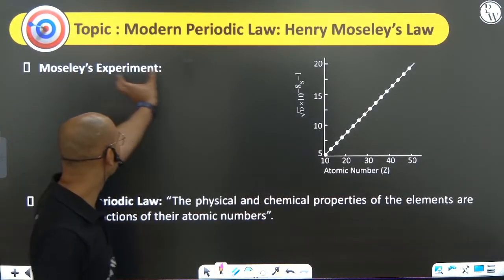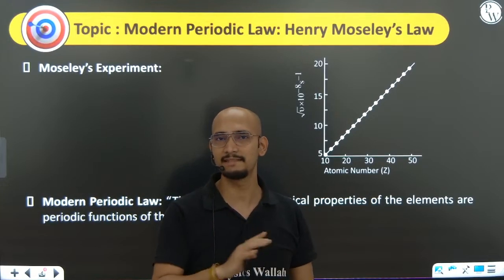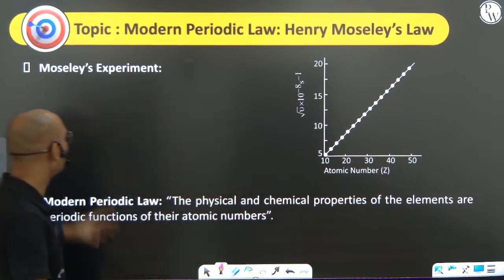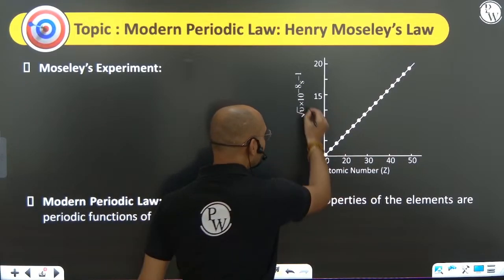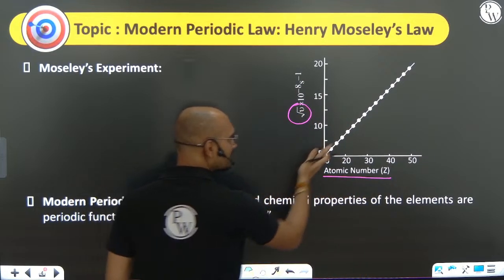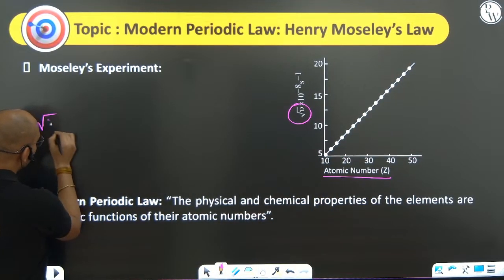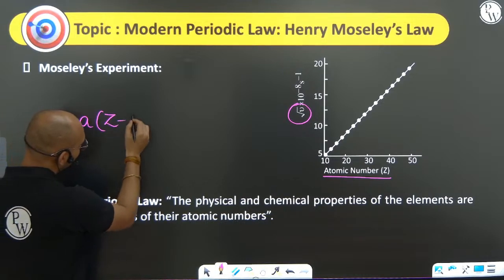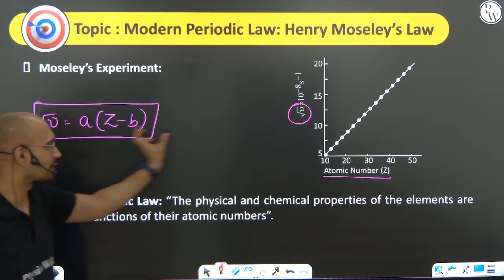Now, what is Moseley's experiment? I am not talking about history, because you can see that in the whole syllabus no history is mentioned. As I have already told you, the experiment was between root nu, that is the square root of the frequency, and the atomic number Z. We can see a straight line relationship. The formula was root nu equals A(Z minus B), where A is a constant and B is also a constant. That is the form of the equation.